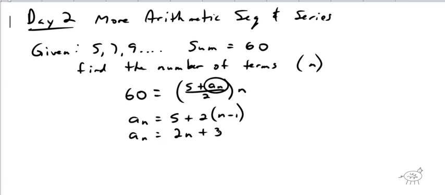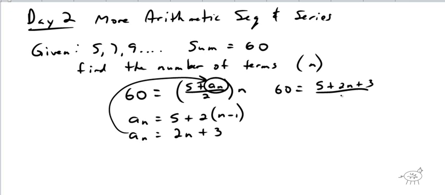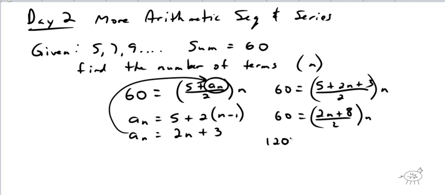Now we can substitute this back in for a sub n, and we wind up getting 60 equals 5 plus 2n plus 3, over 2, times n. Simplify that a little bit: 60 equals 2n plus 8, over 2, times n. Multiply both sides by 2, so I get 120 is equal to, and then distribute that n, so I get 2n squared plus 8n.